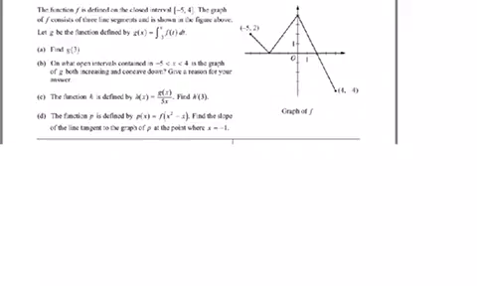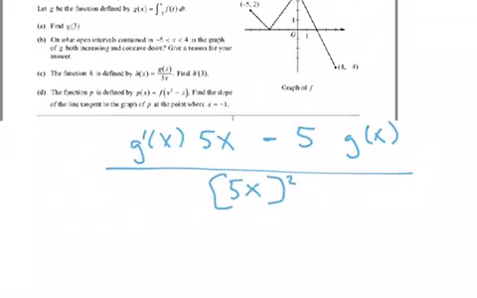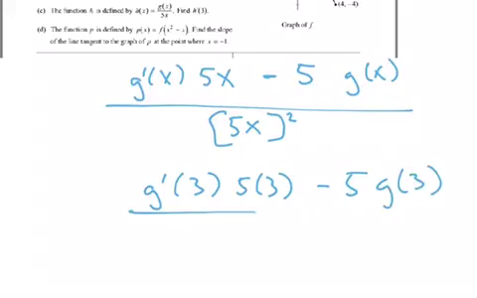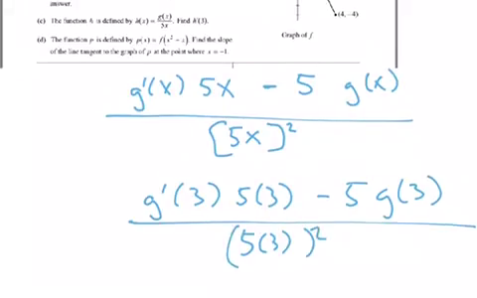So the quotient rule is the derivative of the top times the bottom minus the derivative of the bottom times the top, over the bottom squared. And here we're doing g prime of 3 times 5 times 3 minus 5 g of 3 over 5 times 3 squared. So what's going on here?